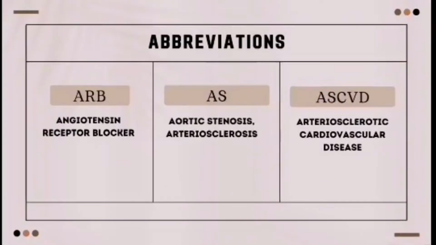Next, angiotensin receptor blocker. Angiotensin receptor blockers, also known as angiotensin II receptor antagonists, are used to treat high blood pressure and heart failure. They are also used for chronic kidney disease and prescribed following a heart attack.